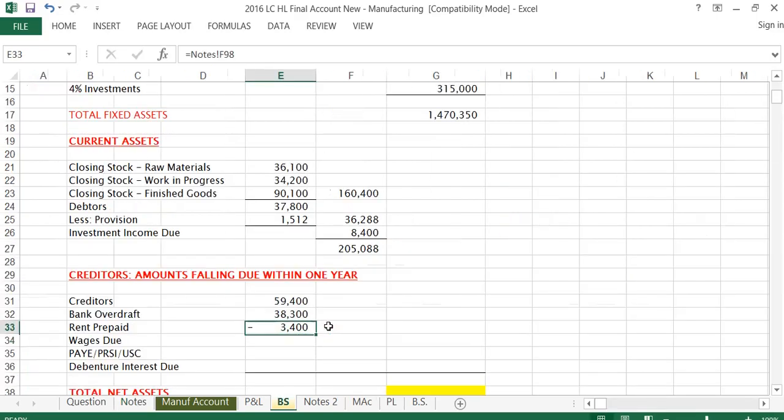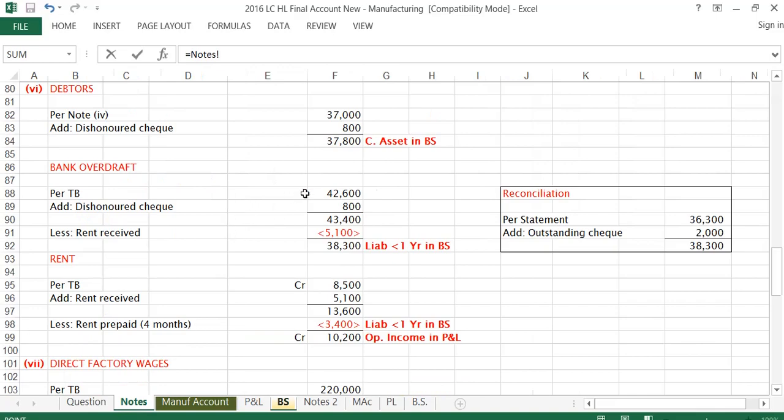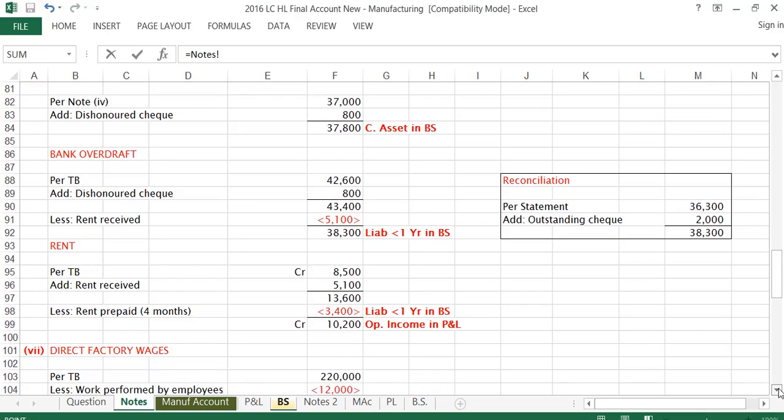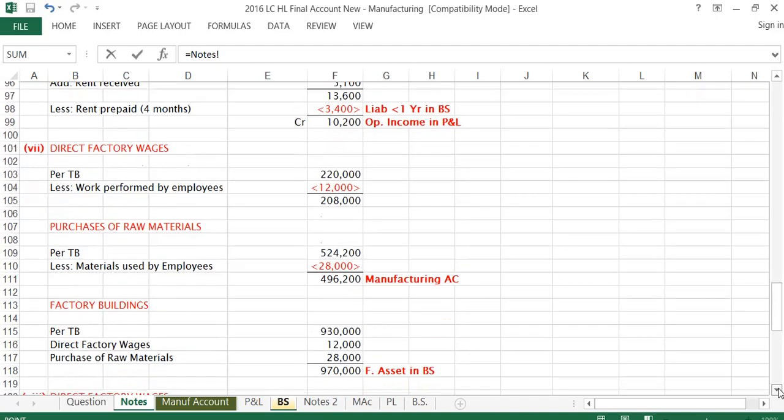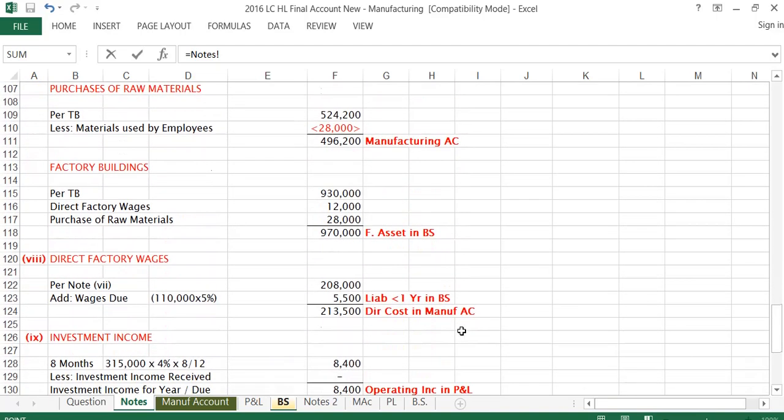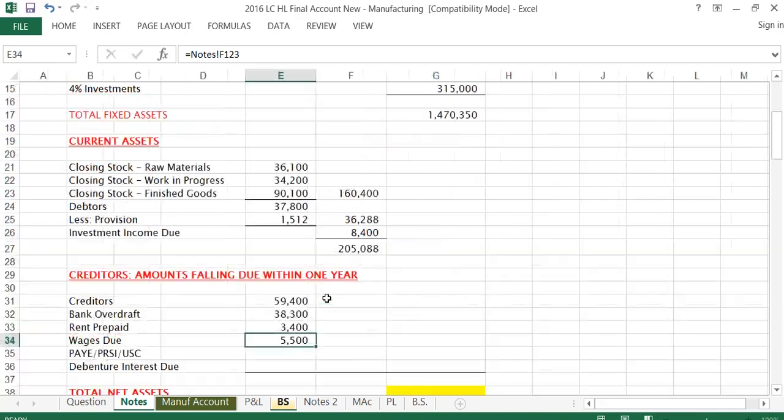Rent prepaid, so the 4 months rent prepaid will go in here as 3,400, and that won't be a minus, it'll be a plus because it's a liability. We go back to the note, it was rent income that was prepaid to us. We also have wages due, which I had a note on. So the direct factory wages due here are 5,500. That's a liability less than 1 year.